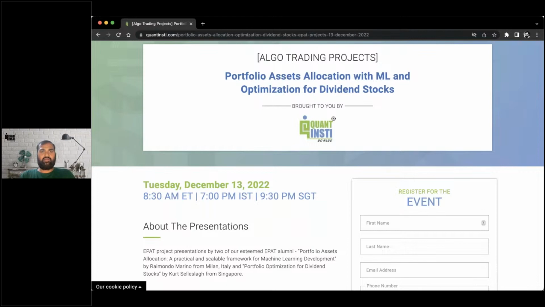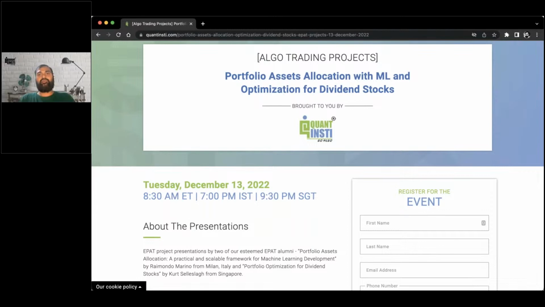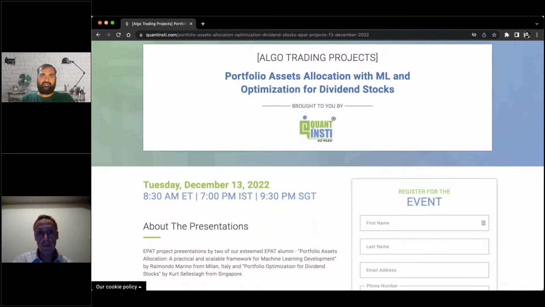And the topic of our first presentation is Portfolio Asset Allocation, a Practical and Scalable Framework for Machine Learning Development, which will be delivered by Raimondo Marino. And the second presentation will be on Portfolio Optimization for Dividend Stocks, which will be shared by Kurt Selleslagh.